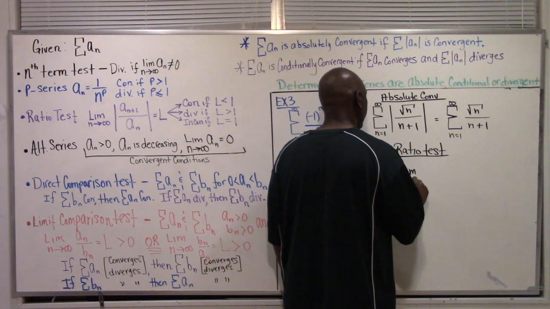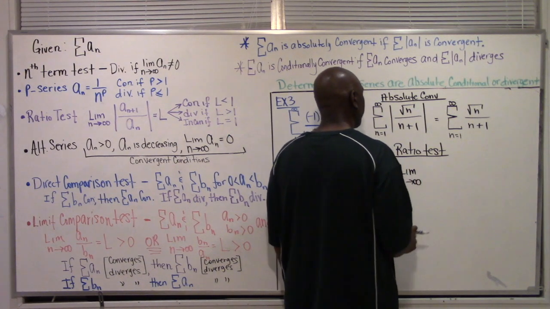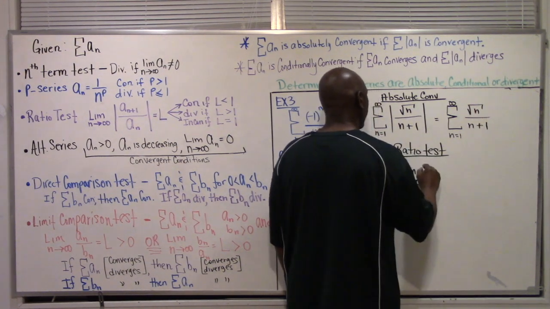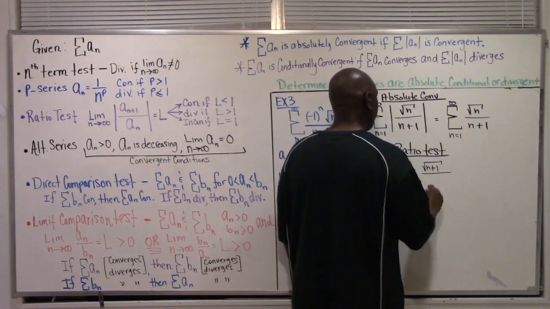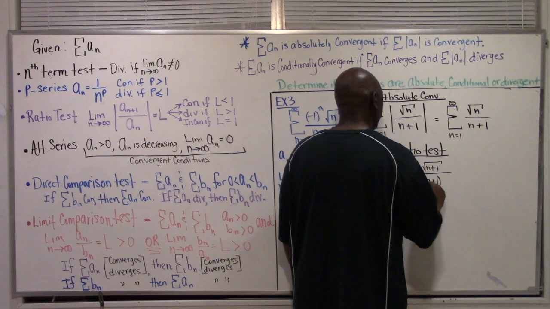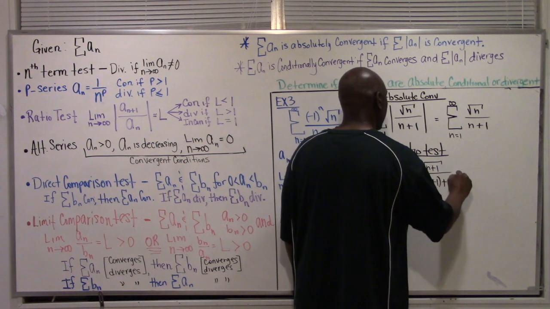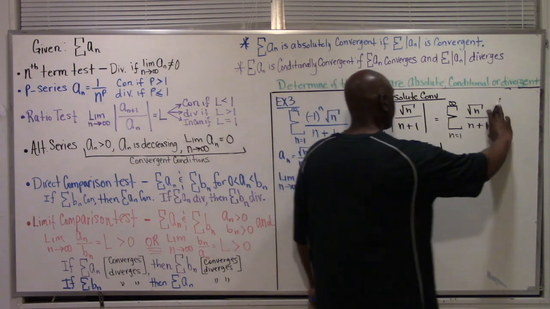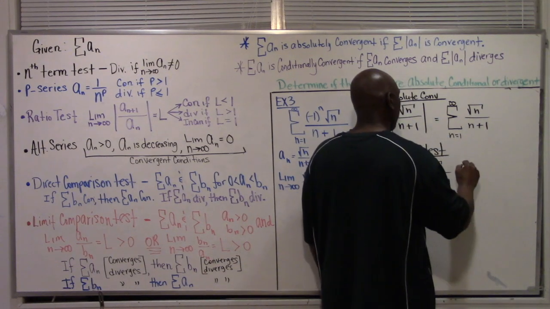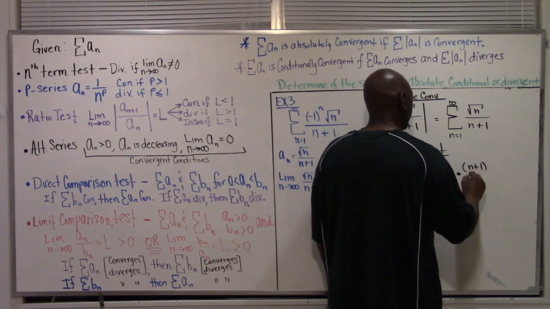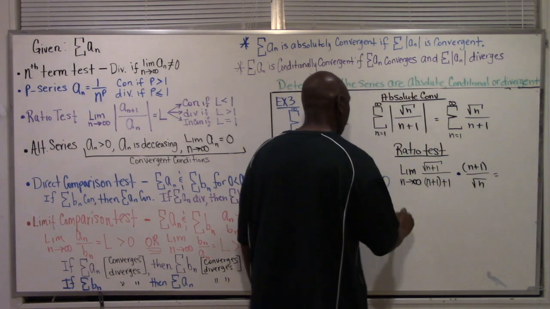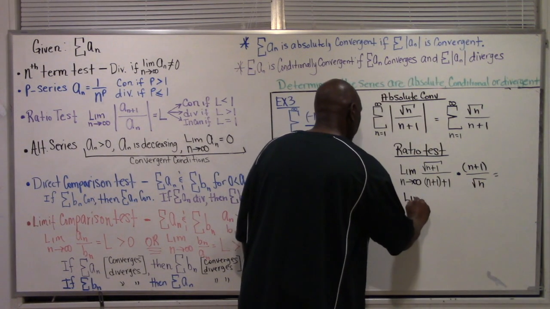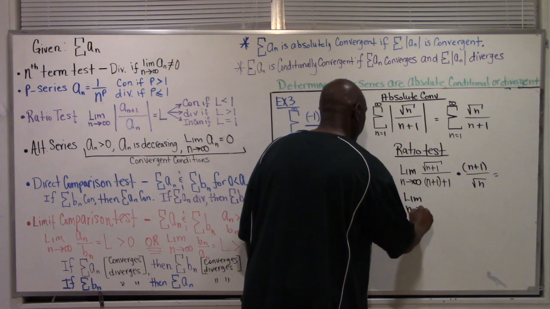as n goes to infinity of this term plus 1, the square root of n plus 1 divided by n plus 1, times. Now take this and take the reciprocal of it, n plus 1 over the square root of n, which equals the limit as n goes to infinity.